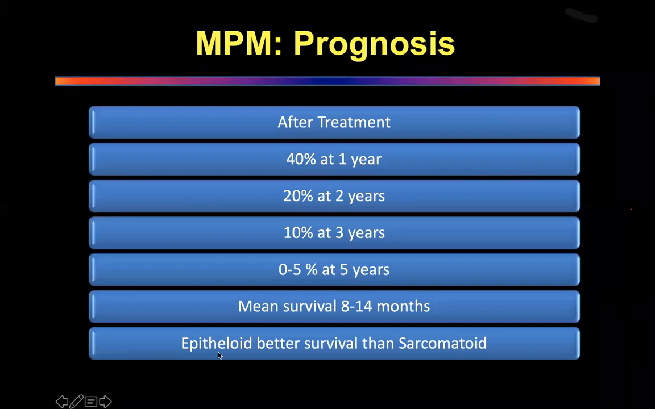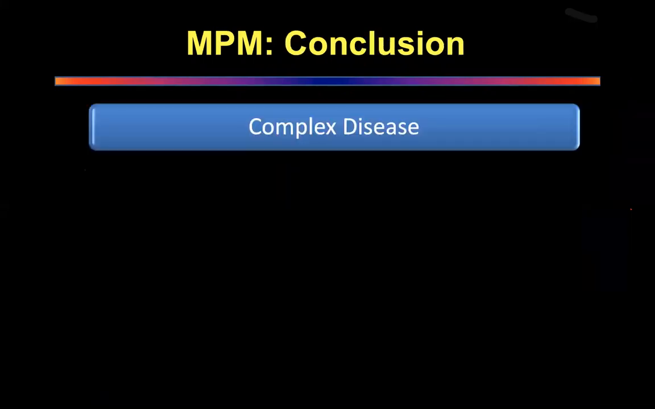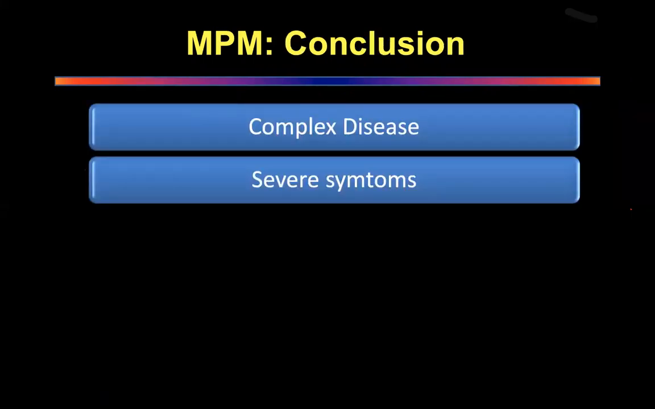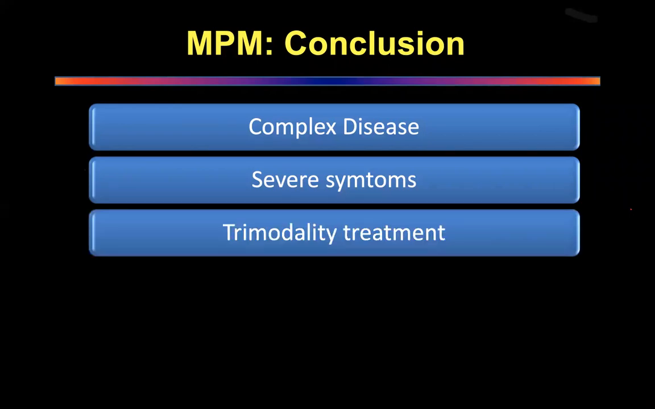But overall suggestion is that epithelioid has better survival than sarcomatoid. The moment the diagnosis comes back as sarcomatoid, most of us go into the palliative regime and get into talc pleurodesis or pleurex drain. So it's a very complex disease. It has got severe symptoms for the amount of tumor load. It's not easy for the patient. Chest pain is very difficult to manage.